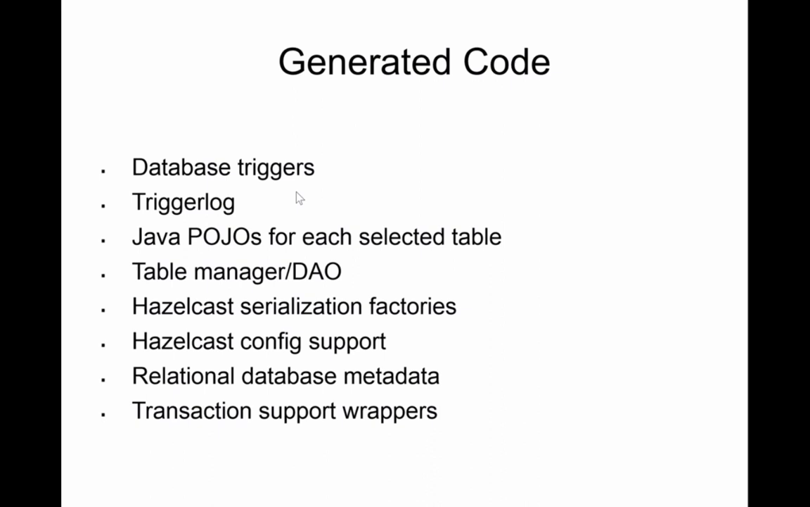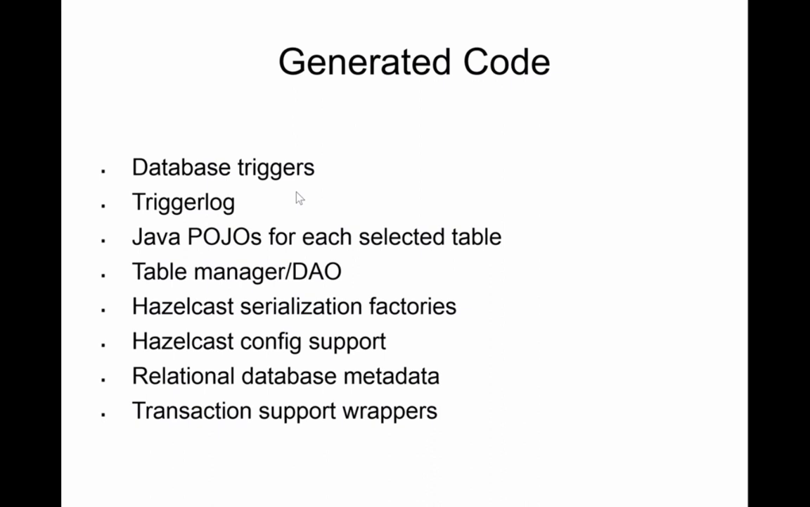Then it will generate Hazelcast serialization factories. Using those factories, objects can be deserialized without the use of reflection, so you will get better performance with that. Speedment automatically generates a serialization factory for each selected table, so you get that for free. Then we generate configuration support, and with that you can install all the serialization factories directly with one line of code. This is just a convenience class that you can use.